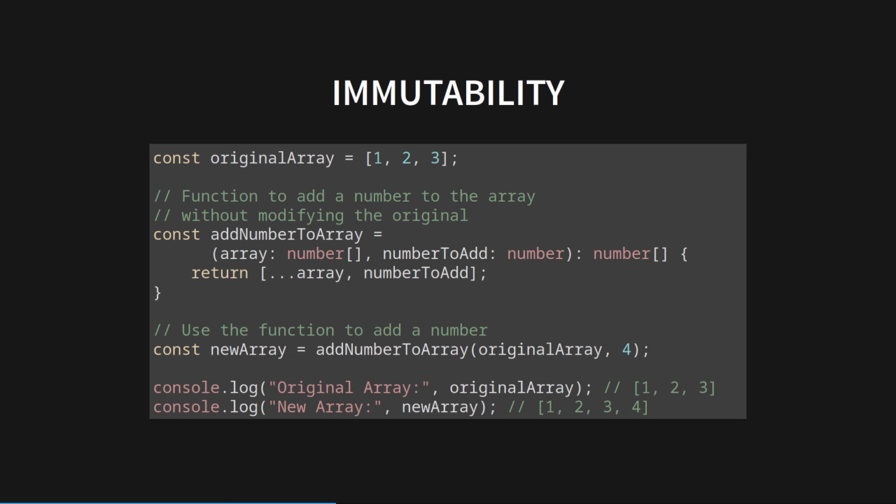Immutability means that once a data structure, like an array or object, is created, it cannot be changed. Instead of modifying the existing structure, you create a new one with the desired changes. This approach helps to prevent unexpected side effects and makes the code more predictable and easier to debug. The function addNumberToArray demonstrates immutability by returning a new array with the added number, leaving the original array unchanged. This approach ensures that the original data structure remains intact, adhering to the principles of immutability.